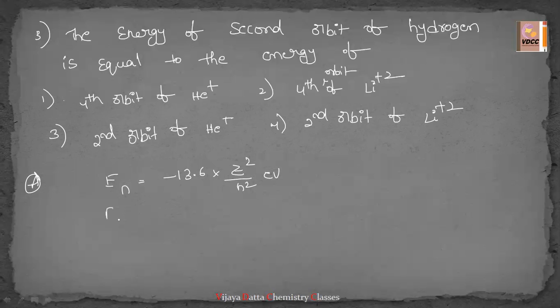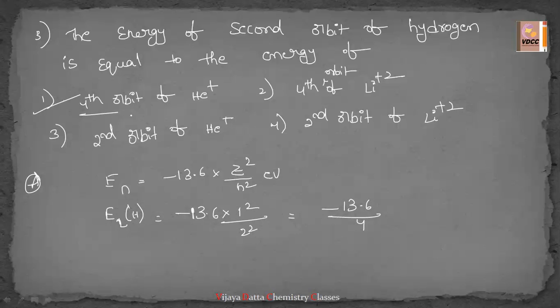He asked the energy of the second orbit of hydrogen. Then minus 13.6 into Z value for hydrogen is 1 square by n, he asked for the second, so 2 square, that is minus 13.6 by 4 we are getting. For the remaining options, if you calculate, which one is getting minus 13.6 by 4, that energy will be equal. So I'll go with the first option.